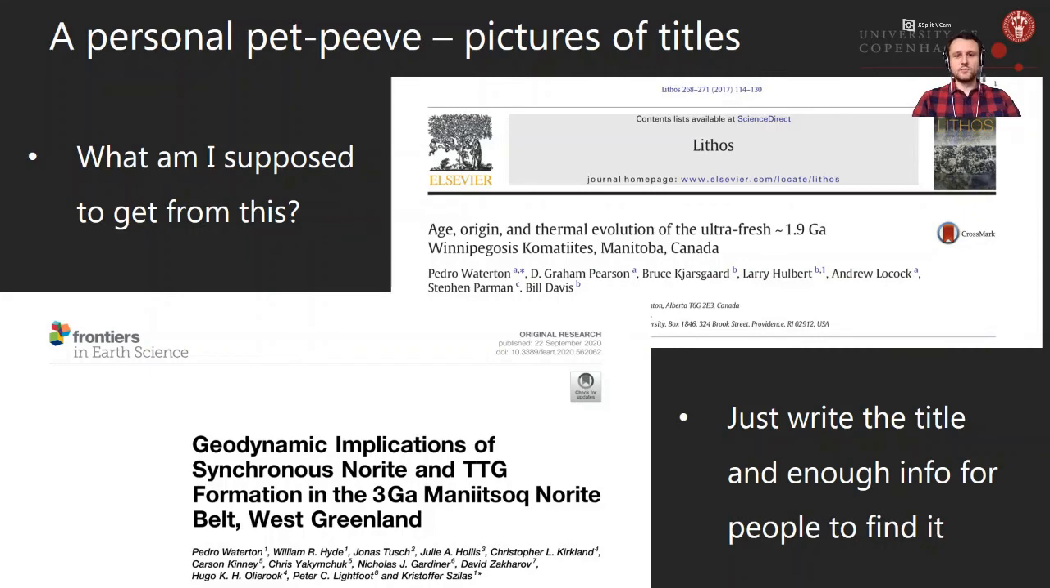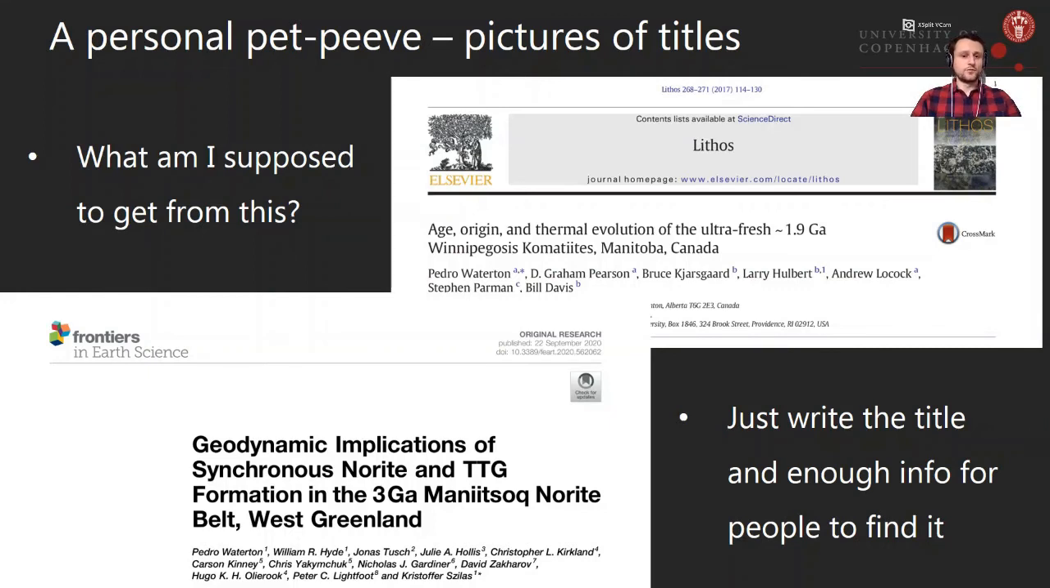Just a personal pet peeve of mine is I'm not a big fan of people showing pictures of titles of papers from their own work. I think the problem with this is similar to the big wall of text, there's too much information going on. And for the audience watching, they really can't get all the details of this paper down. So if you want to direct the audience to a paper, then just write the title and just enough information for people to find it.